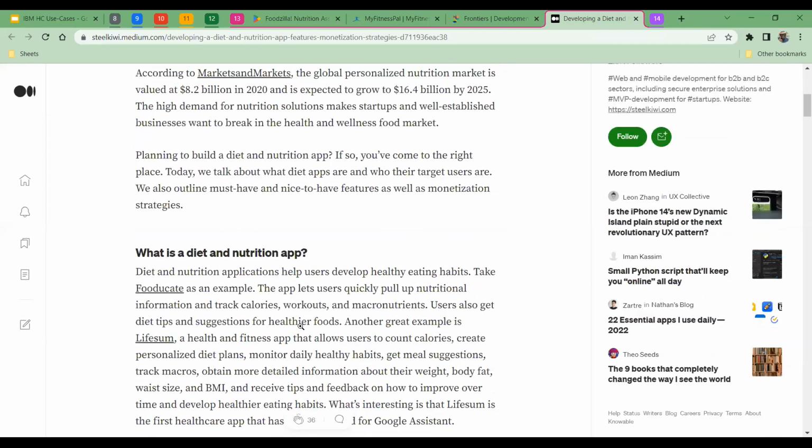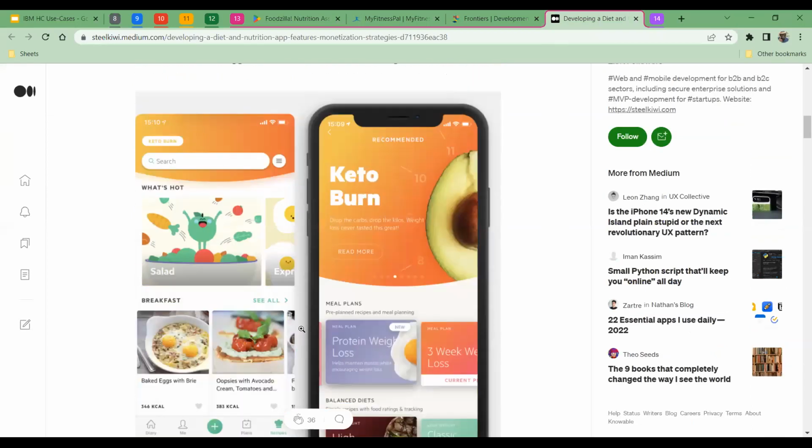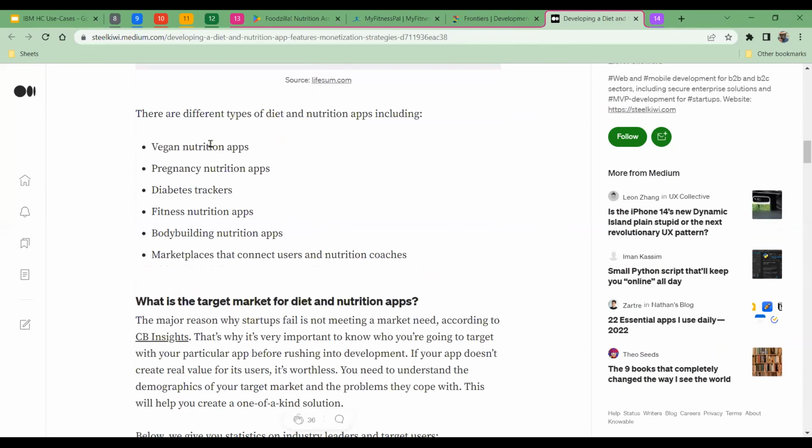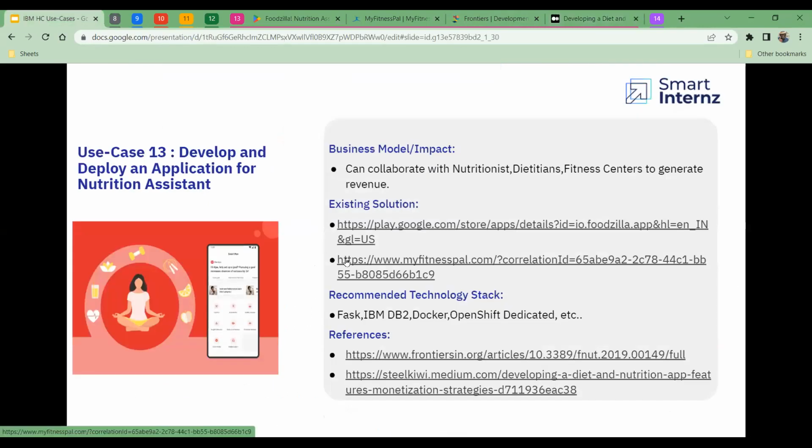They have discussed more in depth the feel of the app and how you can create different types of nutrition apps, like vegan nutrition, pregnancy nutrition, and diabetic trackers, and how you can implement all this. They have talked about it in depth in a blog. So I suggest you all go and explore more about this, explore the problem, and how you can create an application, deploy it to the cloud, and use it.